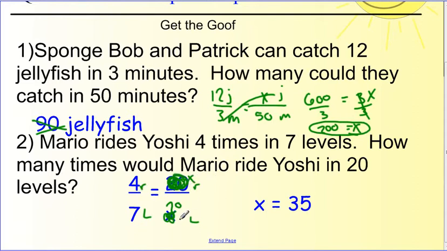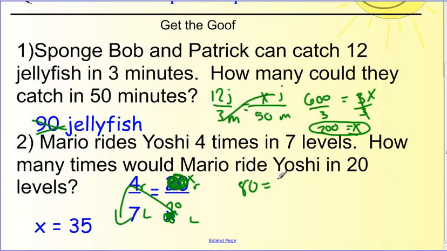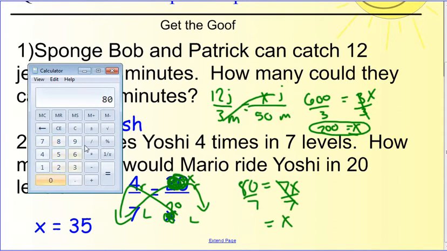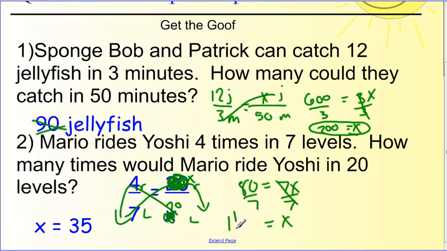So we cross multiply. 20 times 4 is 80. 7 times x is 7x. Divide by 7 to solve. x equals 80 divided by 7. Something funky, 11.43, we'll call it. So Mario would ride Yoshi 11.43 times in 20 levels.